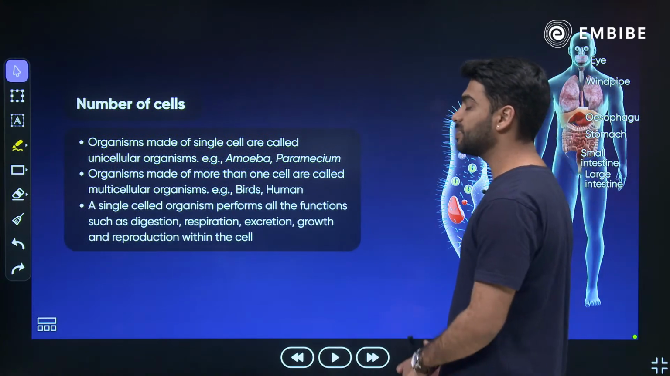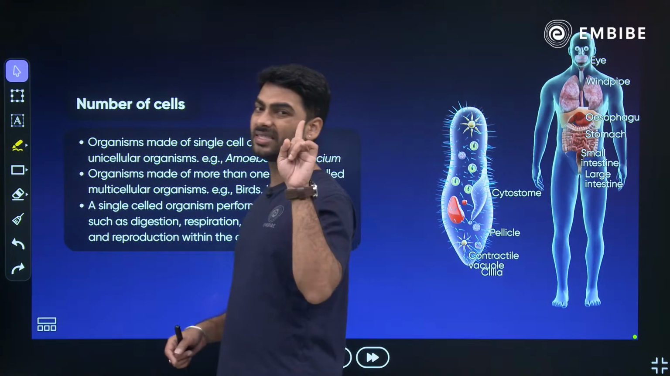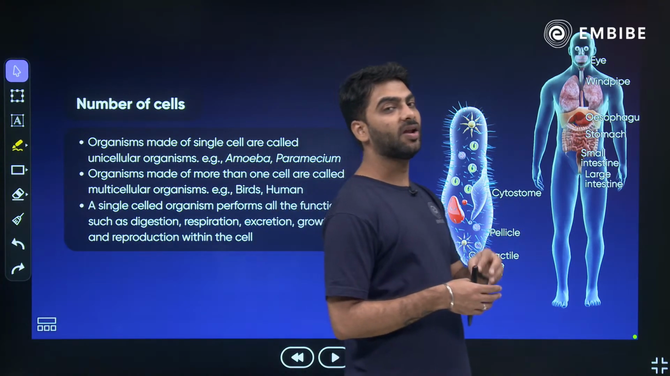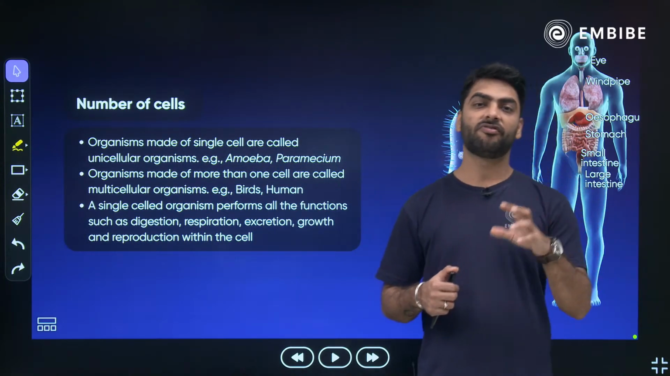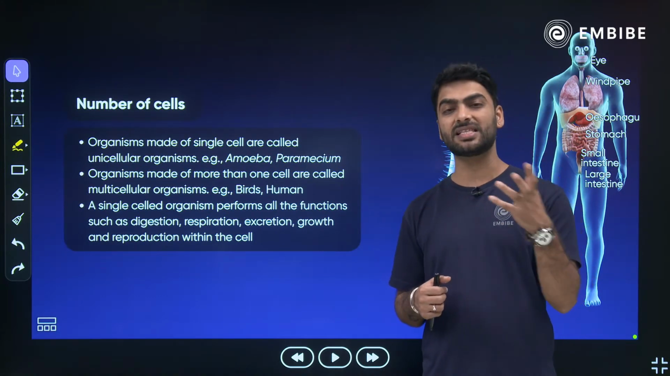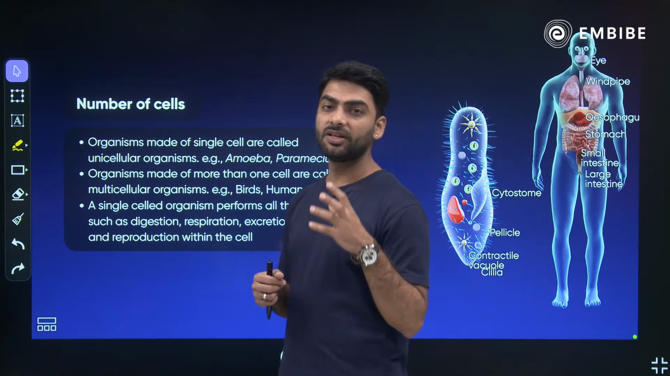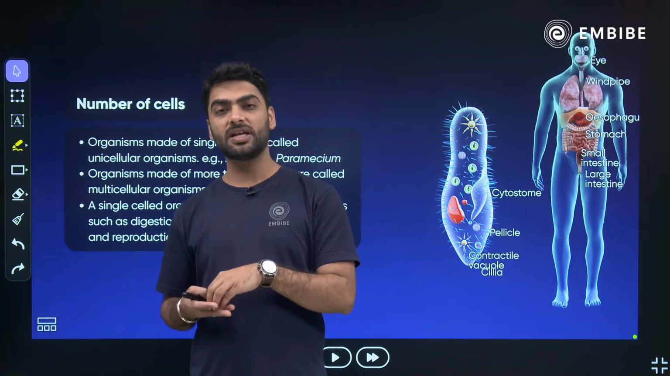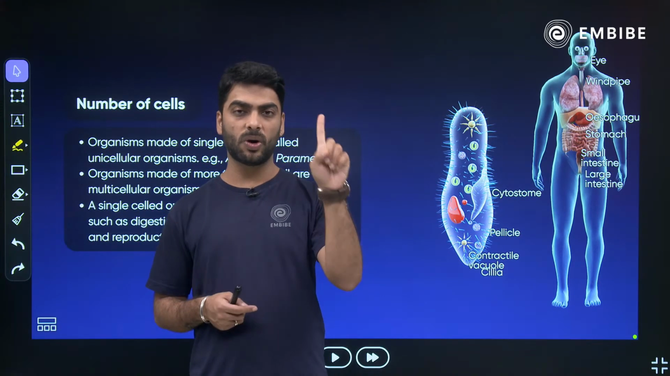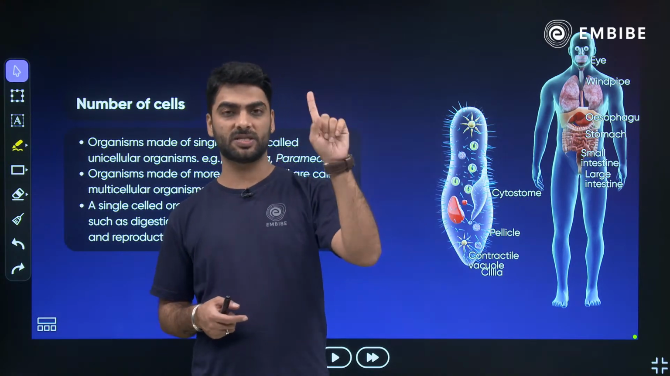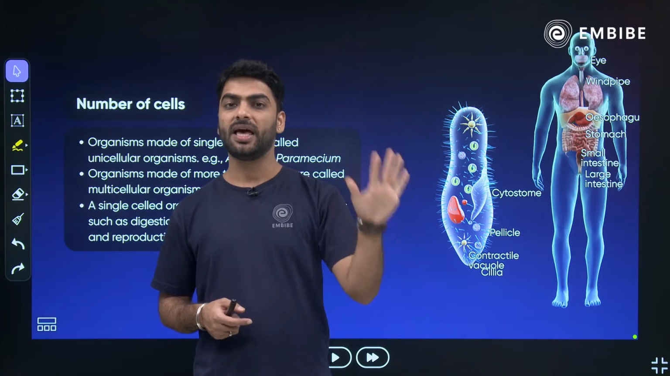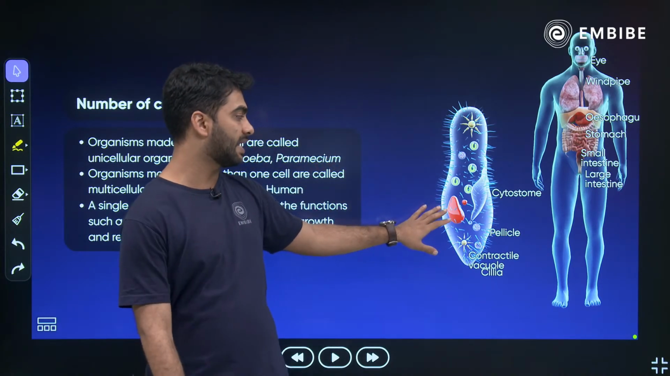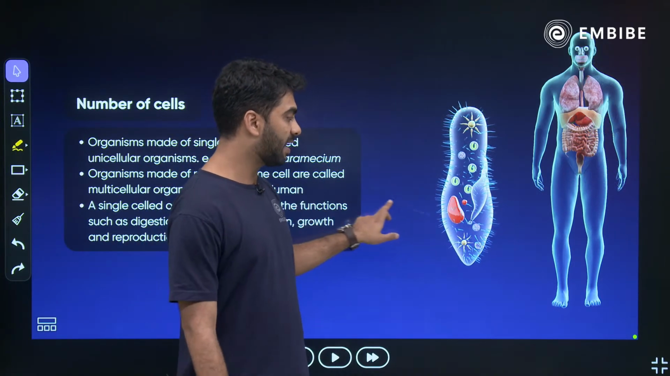Then organisms can be unicellular, where one single cell performs all the functions, like amoeba, paramecium, and organisms can be multicellular, where different cells perform different functions, where the functions are designated to different types of cells. So unicellular organism, it's a one-man army. One cell will do all the functions like respiration, excretion, nutrition, digestion, assimilation, reproduction, everything will be controlled by that one cell. As you can see over here, this is paramecium.